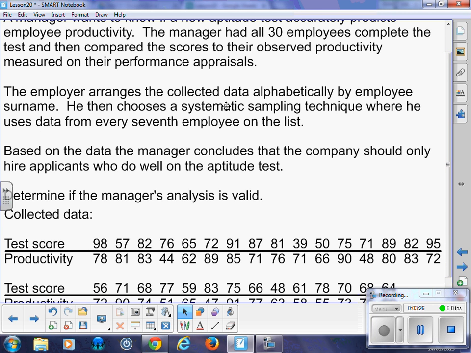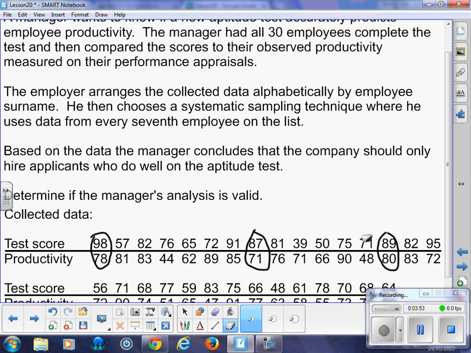So the manager decides that he's going to use a systematic sampling technique, and he's going to pick every 7th employee on the list to analyze. So what that basically means is he's going down and saying, okay, here's 1, 2, 3, 4, 5, 6, 7. There's another one. 2, 3, 4, 5, 6, 7. So he's picking every 7th employee.